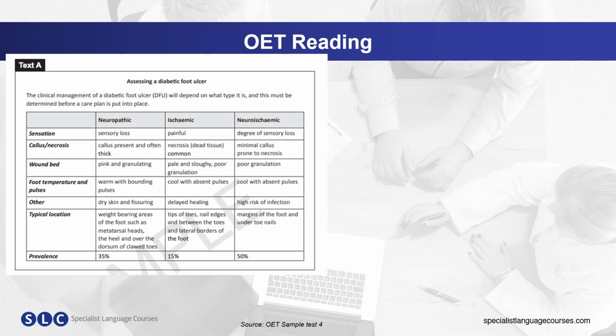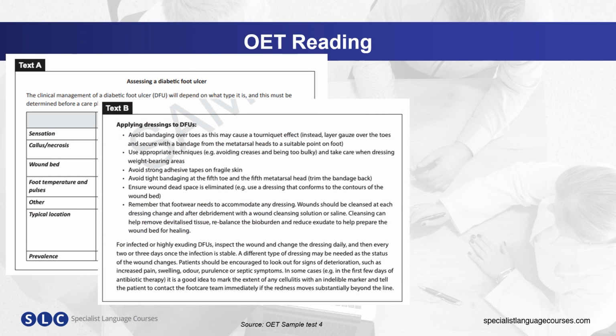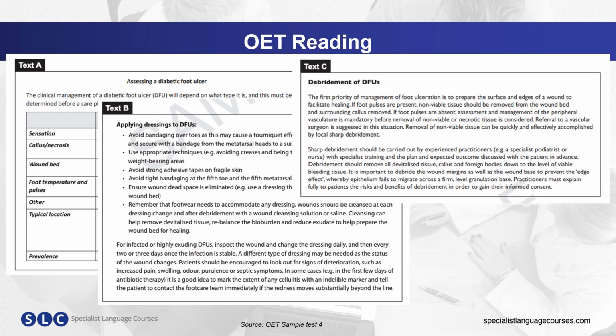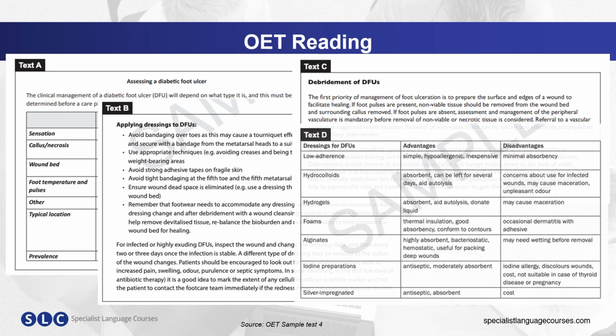Text A is assessing a diabetic foot ulcer. Text B is applying dressings to DFUs. Text C, debridement of DFUs. And finally, text D's title is advantages and disadvantages of dressings for DFUs. As you can see, the texts are about the same topic.